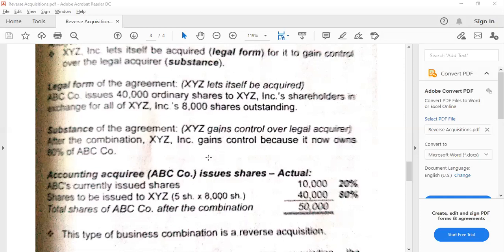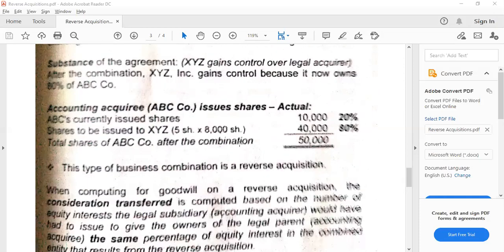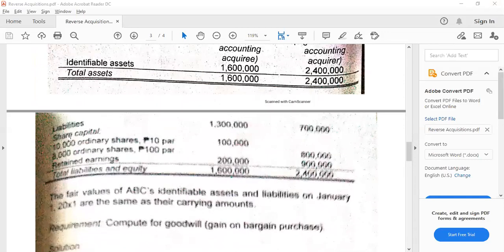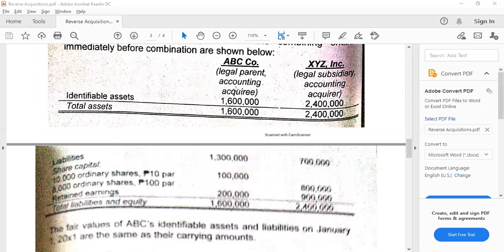So in fact, it now has 80%. And you can notice in this analysis, so remember ABC's issued shares here, it's 10,000 based on this illustration, that's 10,000 shares.